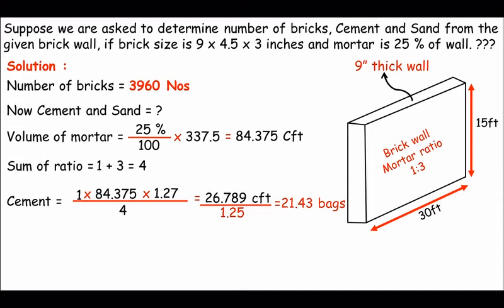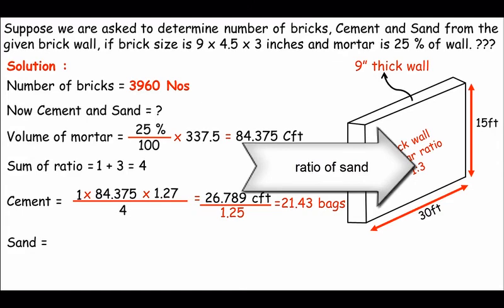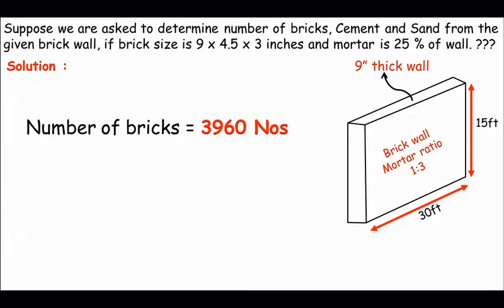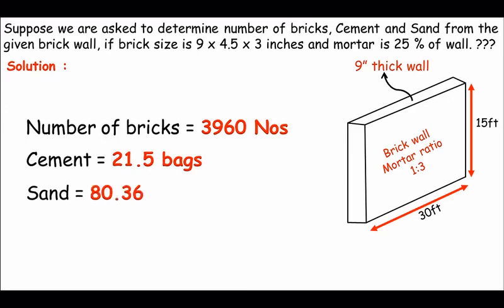And now let's go ahead to calculate the sand. And remember, the sand ratio is 3. This means the sand should be 3 times the cement, right? And the cement is known, right? That's 26.789. So multiply with 3 because 3 is just the sand's ratio, right? We'll get, of course, the sand equals 80.367 CFT. So for the given wall, we have number of bricks equals 3960 numbers. The cement is 21.5 bags and the sand is 80.367 CFT, right?